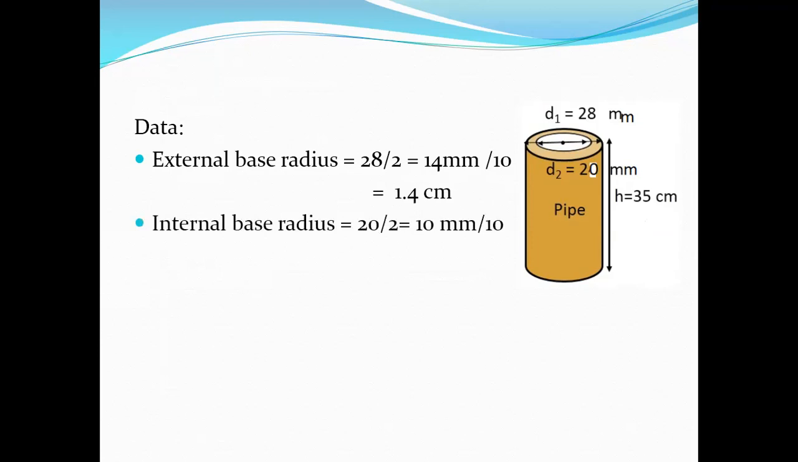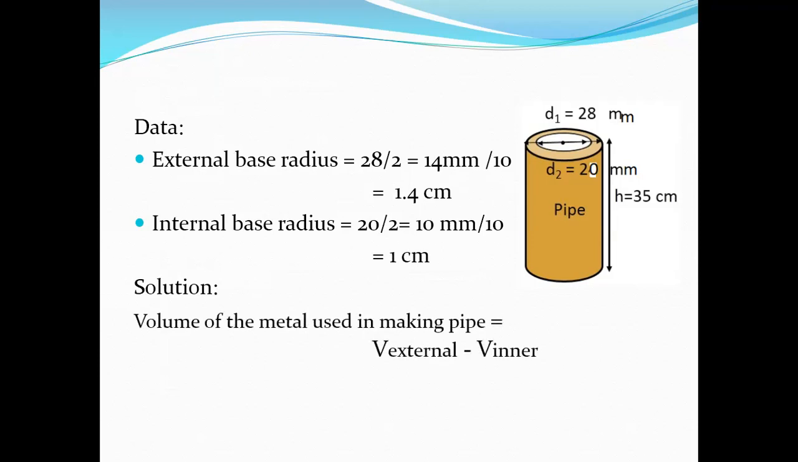Then the internal base radius is 20 divided by 2. That will be 10 millimeter, again converting into centimeter, that is 1 centimeter. Moving towards the solution. We have to find out the volume of the metal used in making the pipe. So how will we do that? The volume of the external pipe and the volume of the internal pipe will be subtracted. You have to find the volume of the external one and the volume of the internal one.